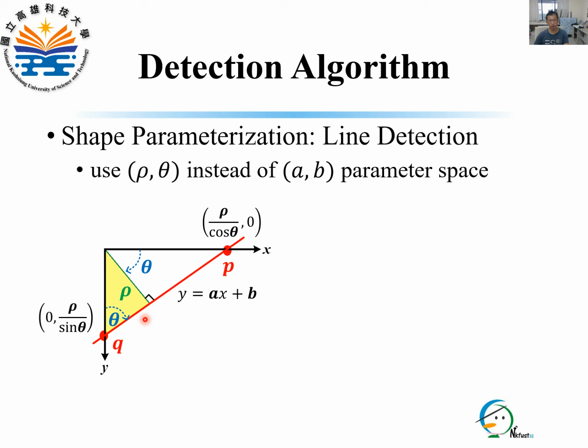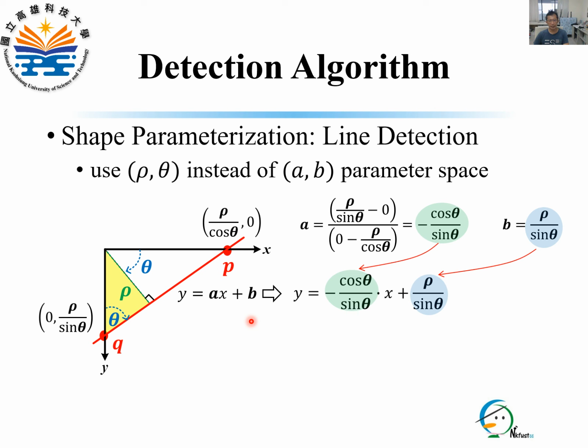In this right triangle, since this angle is also theta, its hypotenuse length is rho over sine theta, and the point Q has the coordinate (0, rho over sine theta). By using these 2 points P and Q, the line slope A can be computed as this equation, and equals minus cosine theta over sine theta. The intercept B is directly rho over sine theta.